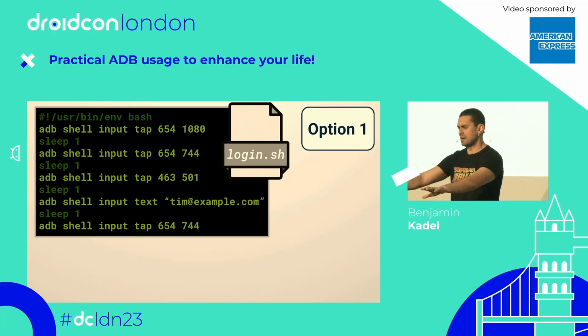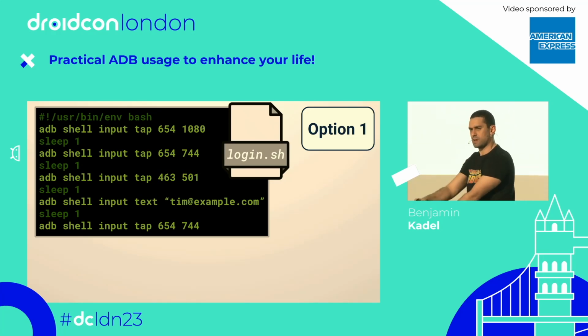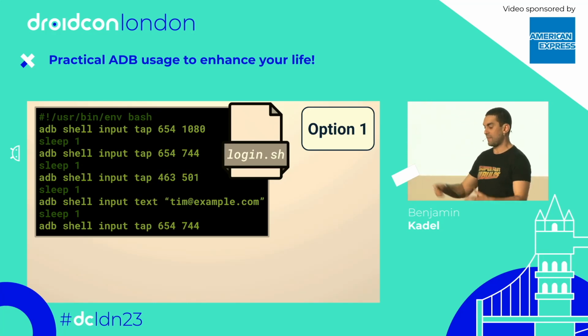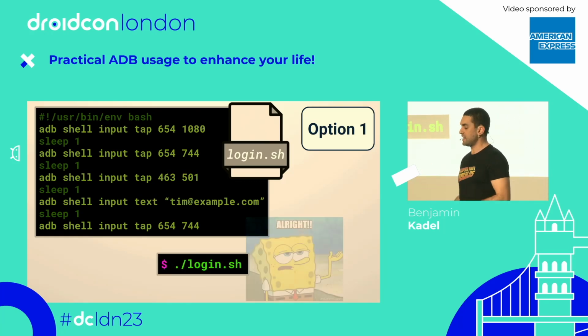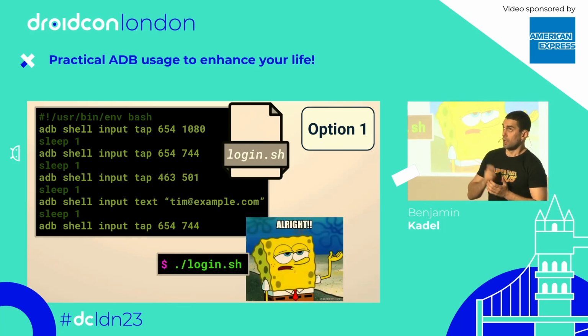So when I do a click, I let the system wait for a second to load the next screen or do an animation or whatever, right? And that's my script to log into Babel. And I trigger it in the terminal with login.sh, and it works.